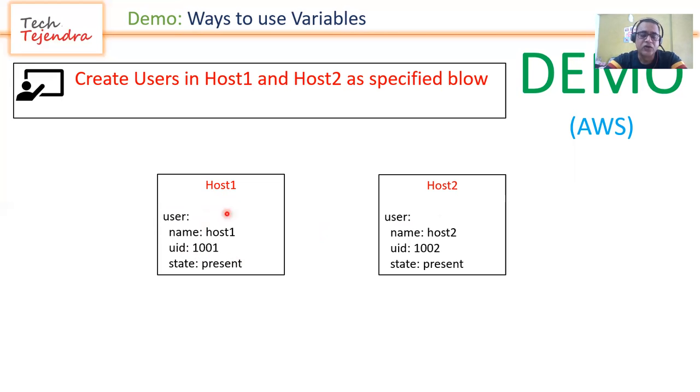So what we need to create in host 1, in all the machines, is a user whose name should be host 1, UID should be 1001, and state present. The same kind of user should be created in host 2. So that is our problem statement. Let's see how we will solve it.